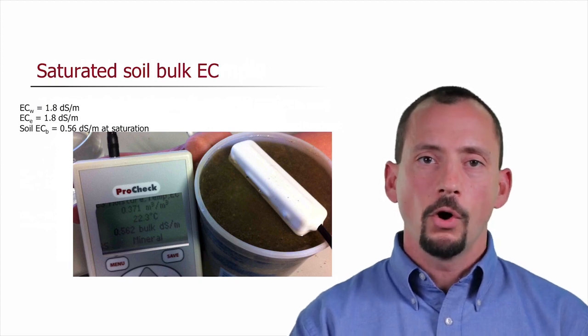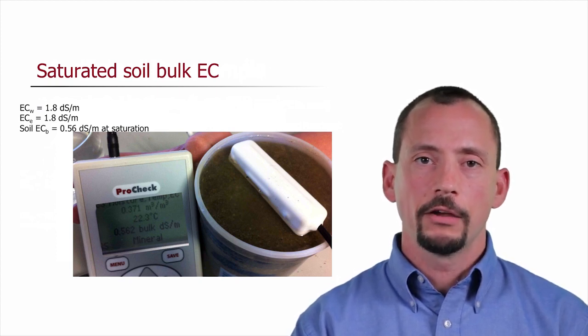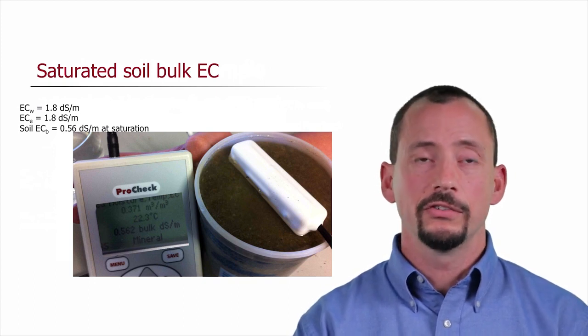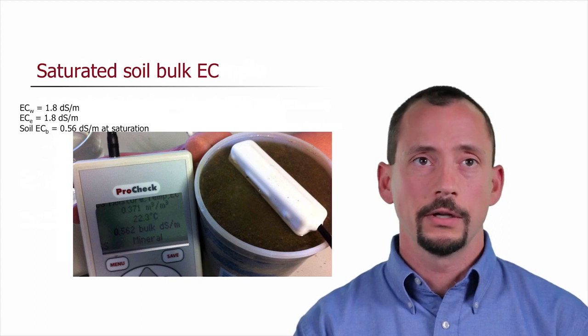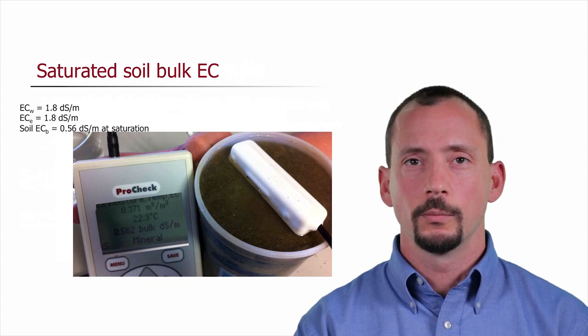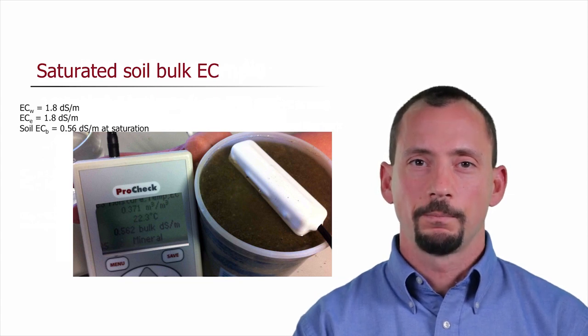But what is our bulk electrical conductivity if we measure in the soil? Well, now our bulk electrical conductivity is nothing like 1.8 decisiemens per meter. In this case, in this sand, it's about 0.56 decisiemens per meter when we're at saturation.